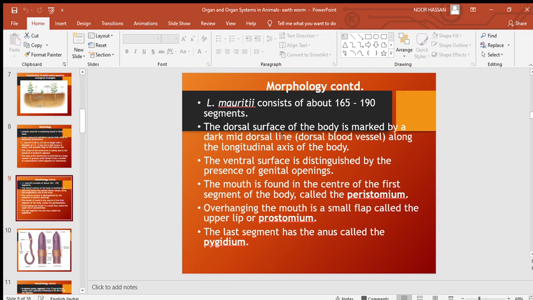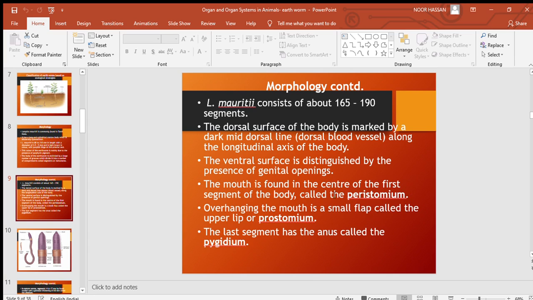The dorsal side is marked by a mid-dorsal line. A line will be seen, and that is actually due to the presence of the dorsal blood vessel. And on the ventral surface, if you observe, you can find genital openings, so you can understand that that is the ventral surface. The mouth is found in the center of the first segment of the body called peristomium.